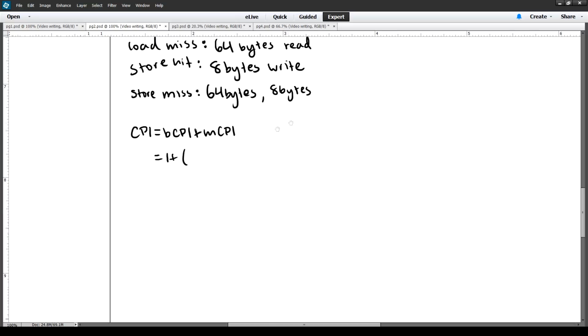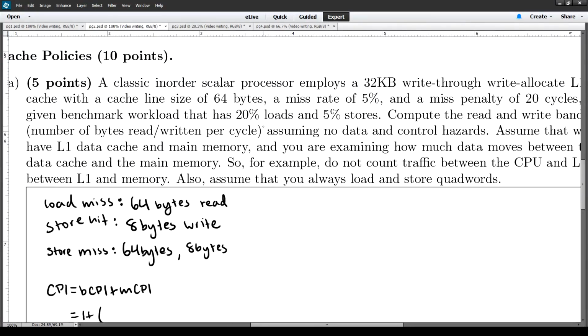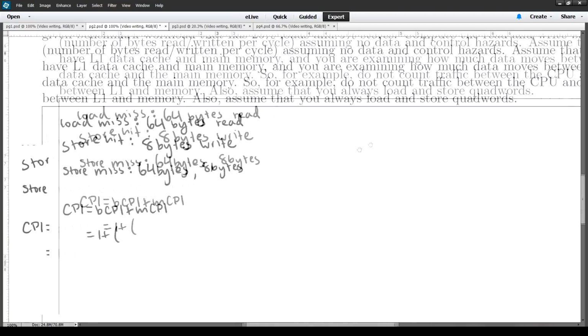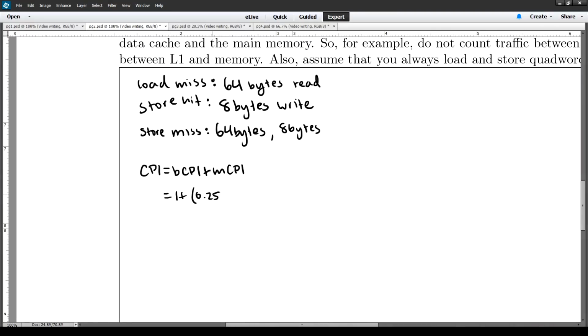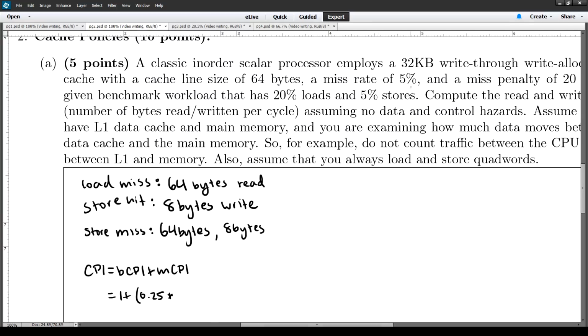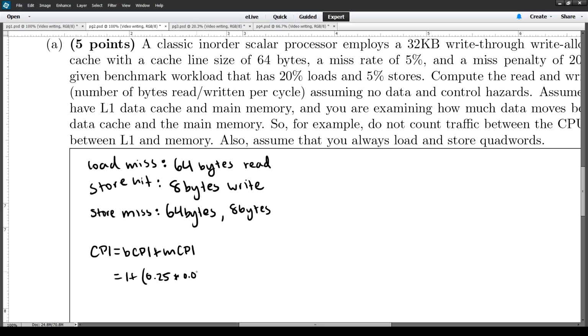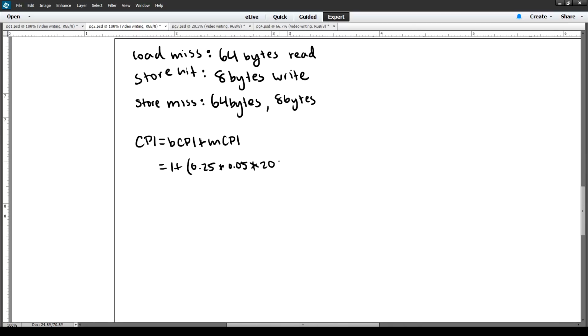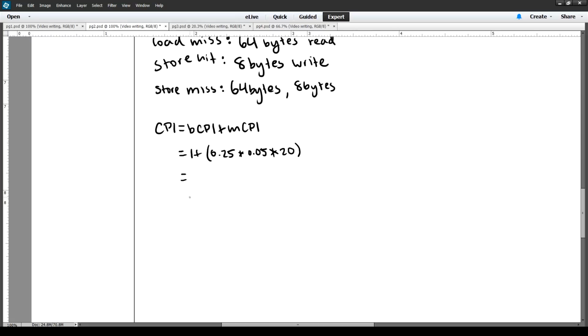So let's take a look at the memory CPI portion. We can see here that there are 20% loads and 5% stores, so again, we have 25% memory accesses per instruction. Just to make sure though, we can see that it's a data cache and not a unified cache. So again, 0.25 is our memory accesses per instruction. We'll multiply this by the given miss rate of 5%, and multiply it again by the miss penalty, which is 20 cycles. And this CPI is going to come out to 1.25.